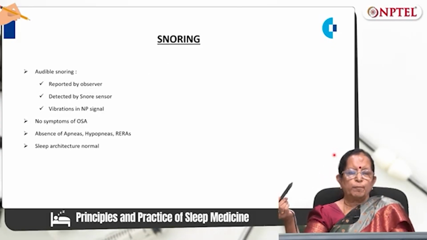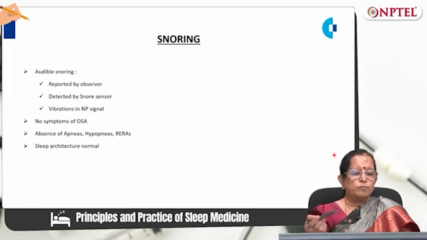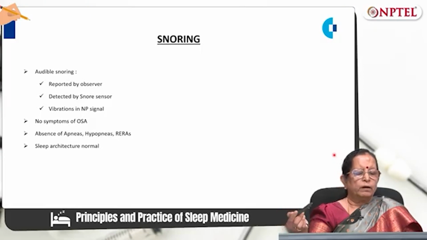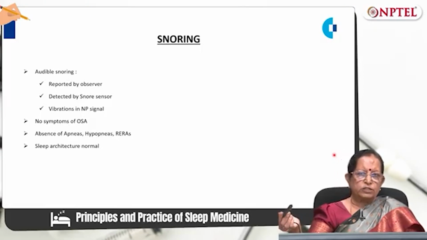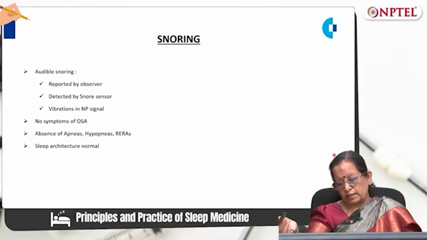Of course, snoring, primary snoring, we have got microphones to detect snoring. Audible snoring could be reported by an observer or detected with a snore sensor. Snoring can be there without symptoms of OSA. There could be absence of hypopnea, apnea or arousals. In snoring, sleep architecture may be normal unless they have other sleep-related breathing disorders.